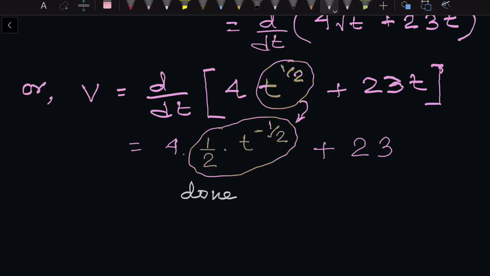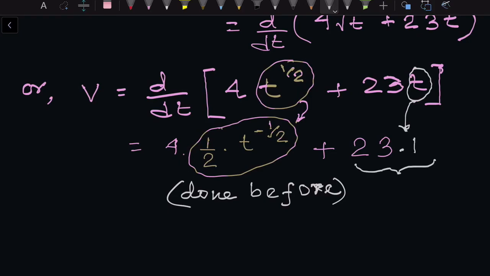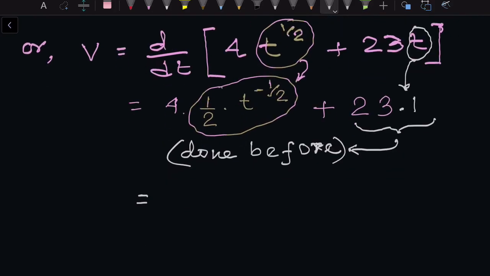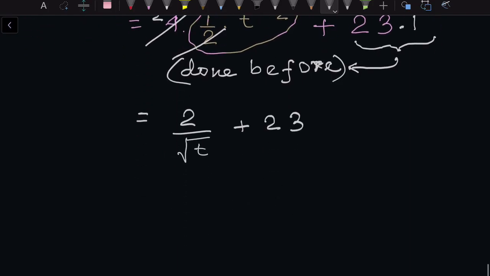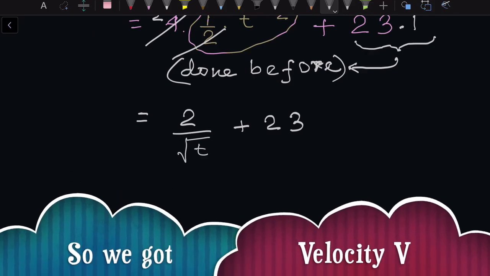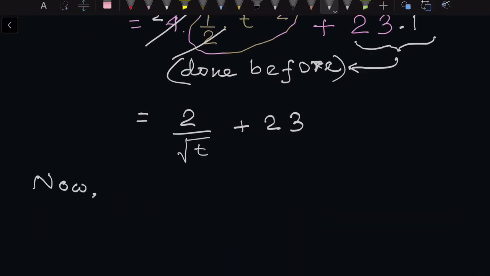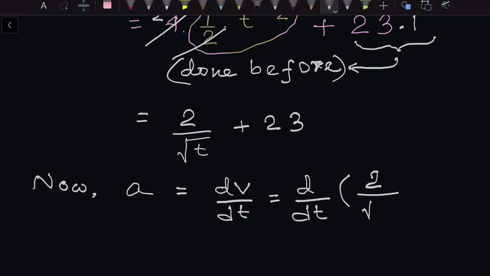We have done this earlier. And differentiation of t is 1, that's why it is only 23. This is also done before. So the result becomes 2 and half cancel as 2. So 2 into t to the power minus half, that means 2 divided by root t, plus 23. We got velocity now. So acceleration can now be found as dv by dt equals d/dt of 2 by root t plus 23.